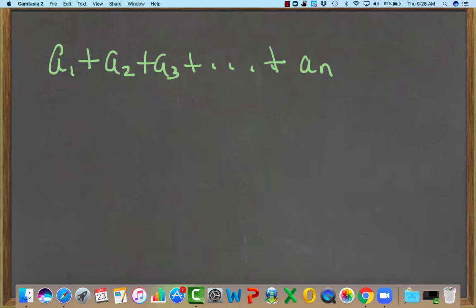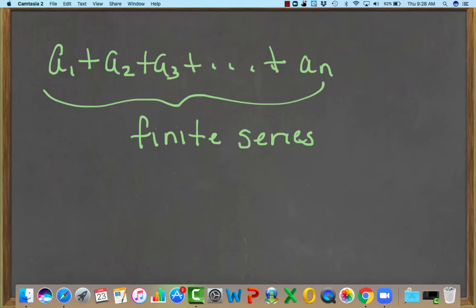At the beginning of our lesson, we talked about the fact that a sequence is a set of numbers, but if you add them together, you get a series. If you have a series that has a fixed number of terms in it, so I could tell you that there's 20 terms, then that is called a finite series. And when you find the sum, it's called a partial sum. As a matter of fact, this sum would be called the nth partial sum.